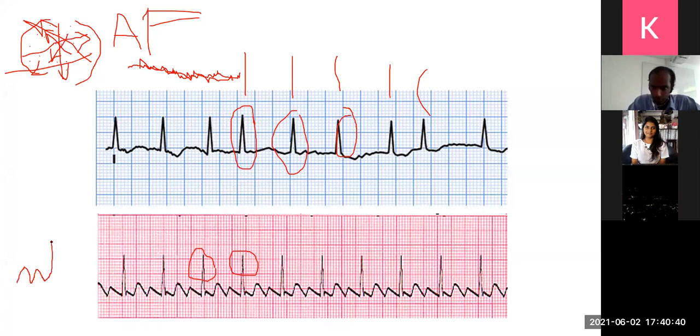If you have a sawtooth P wave, that is an abnormal P wave, and that is called atrial flutter. In atrial flutter, the rate can be regular or sometimes irregular. In this case, it is regular.